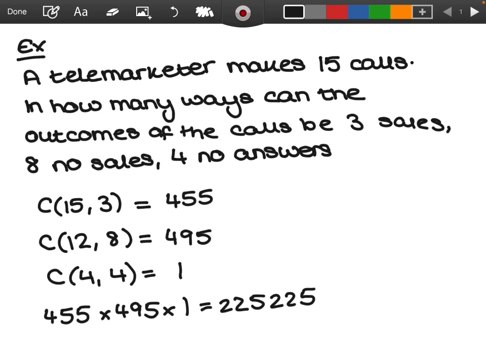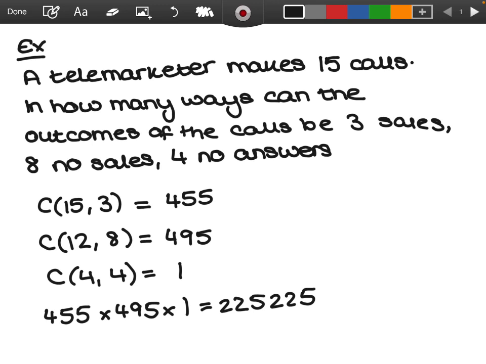After we've done that, there are 12 other calls. Okay, we know that 3 of them are sales. Now I want to look at, of the remaining 12 calls, how many ways can I get 8 no sales out of those 12 calls? So out of the remaining 12 calls, I'm going to look at the number of combinations, the number of ways that I can get 8 no sales. And that ends up being 495.